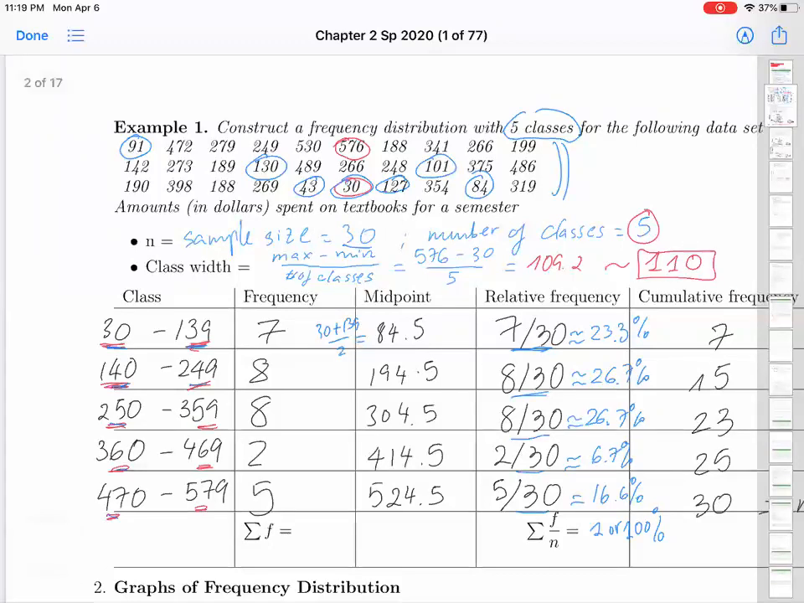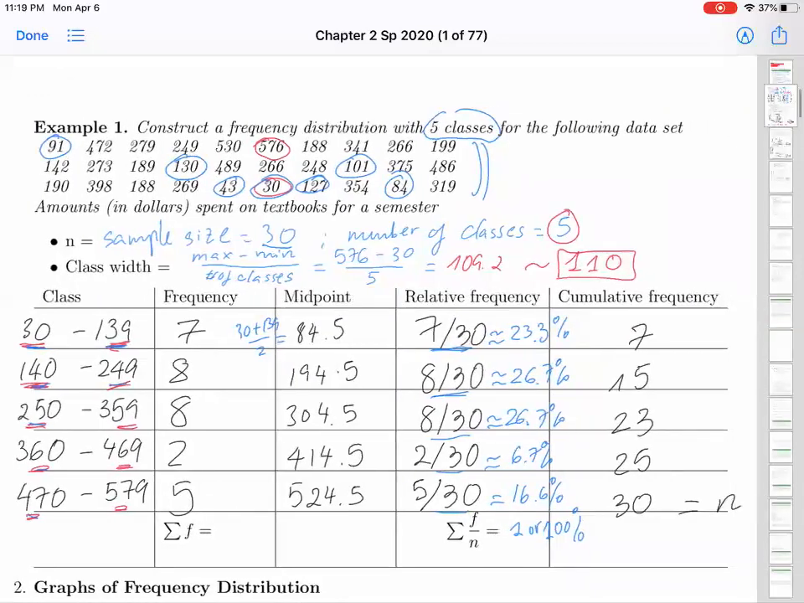Okay. Go to cumulative frequencies. Again, cumulative frequencies is frequencies added to all the previous frequencies. So the cumulative frequency for the first class should be just itself because there's no previous class to the first class. And then the cumulative frequency of the second class should be equal to the frequency of itself, which is 8, added to the previous frequency, which is 7.